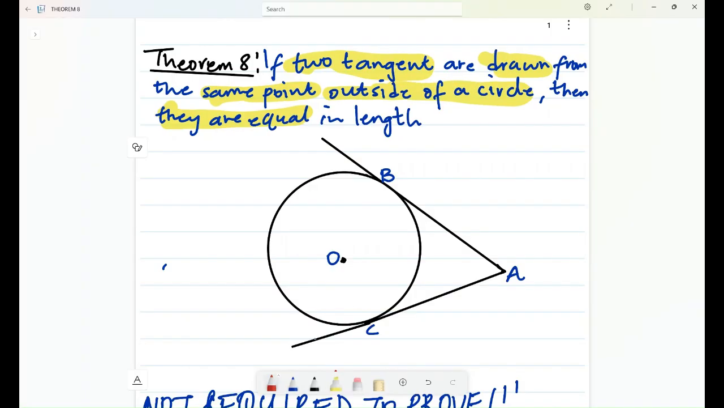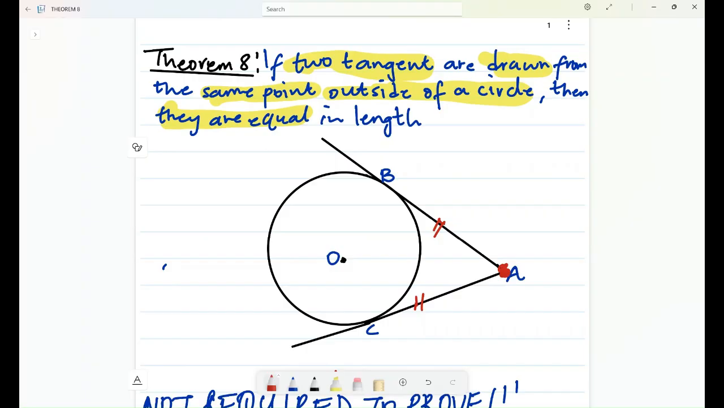Meaning, if I have this common point here, A, and I have a tangent passing through point C, as well as a tangent passing through point B, therefore it means that these two tangents are equal in length. That is what the theorem is stating, basically.